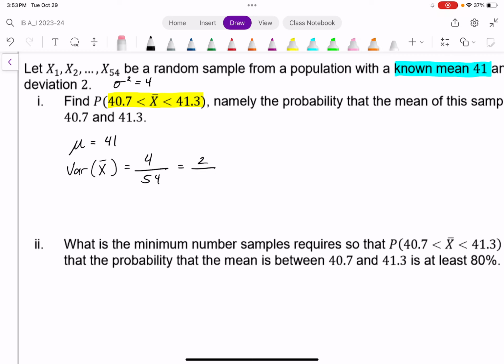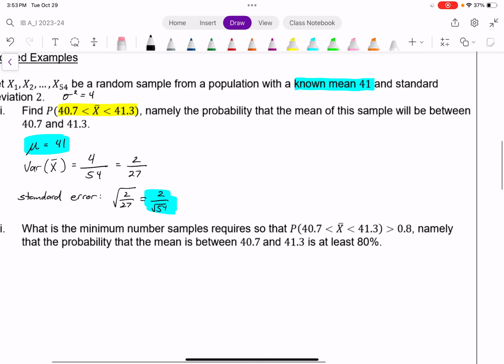which means the standard deviation, or we call it the standard error as we saw last day, is the square root of this. So we could write the square root of 2 over 27, or I could write it as 2 over the square root of 54, whatever makes you happy. Now, these are the values I'll need for my GDC in a moment, that mean and my standard deviation.